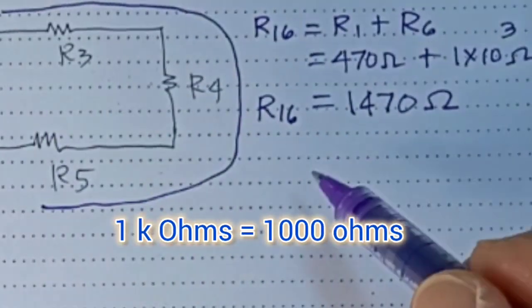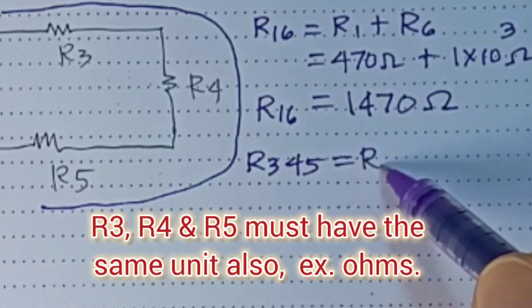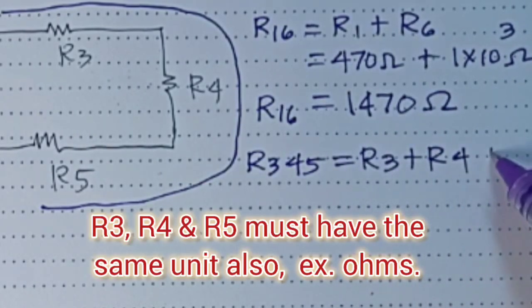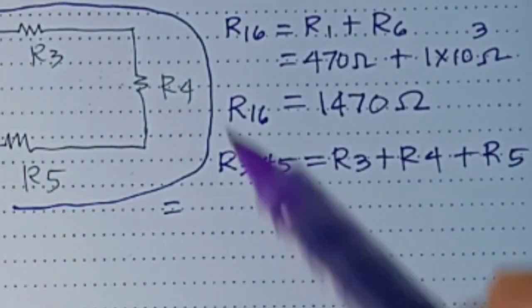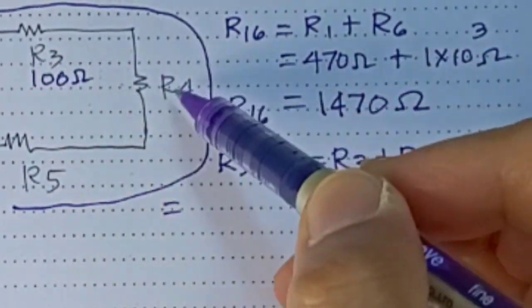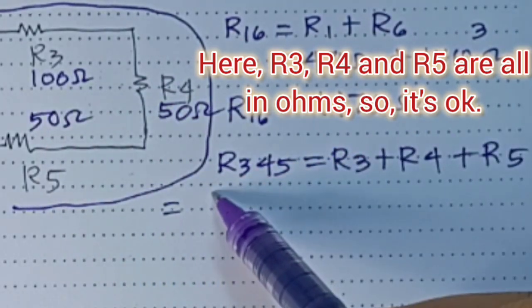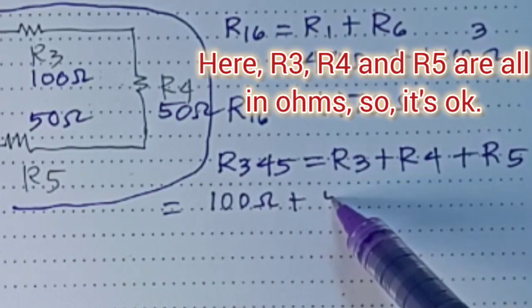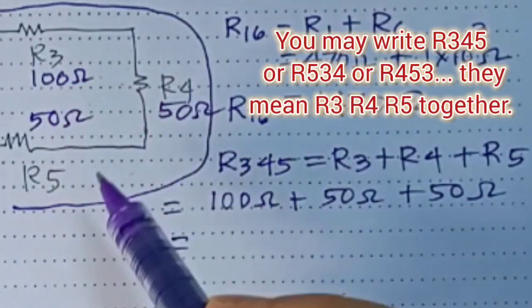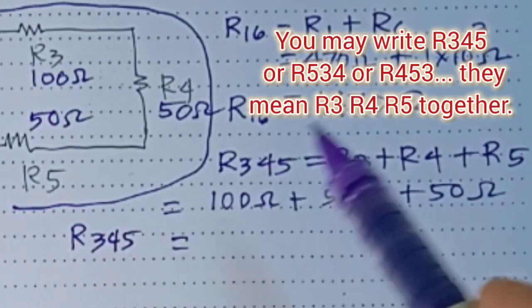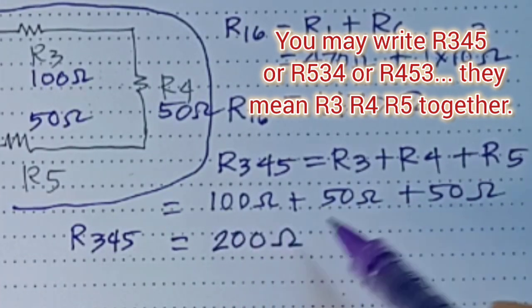Now for R3, R4, and R5, we can get the sum of the three resistors, R345, and we will write here R3 plus R4 plus R5. Then we add the values of R3, R4, and R5, which are 100 ohms, 50 ohms, and another 50 ohms. We will get the value of R345 equals 100 plus 50 plus 50. That will be 200 ohms.